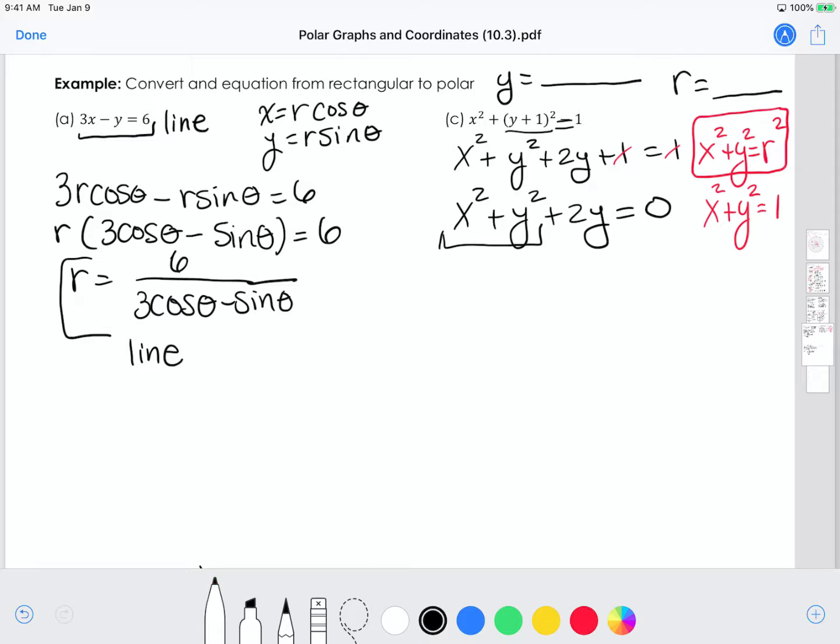So I can replace the x squared plus y squared with r squared because of my equation of a circle with center 0, 0. So I'm left with r squared plus 2y is equal to 0. So now I have to substitute r sine theta in for that y.